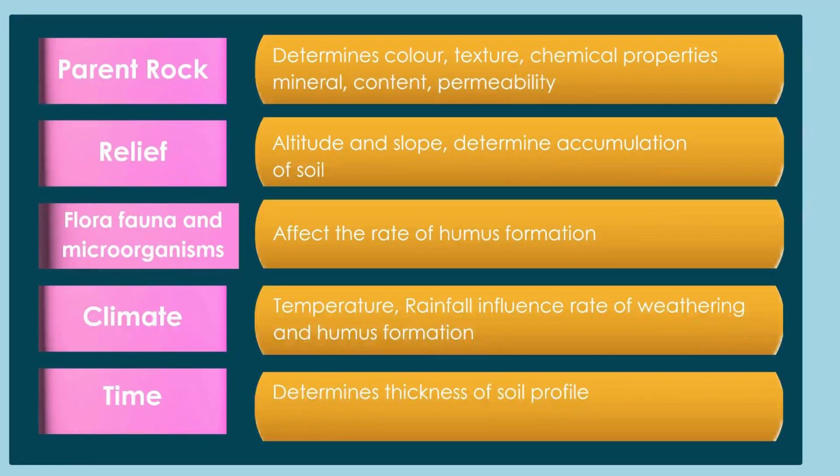Parent rock. It determines colors, texture, chemical properties, mineral content and permeability. Relief. The altitude and slope determine accumulation of soil. Now flora, fauna and microorganisms. They affect the rate of humus formation. Then climate. This maintains temperature, rainfall influence, rate of weathering and humus formation. Now next one is time. Time determines thickness of the soil profile.